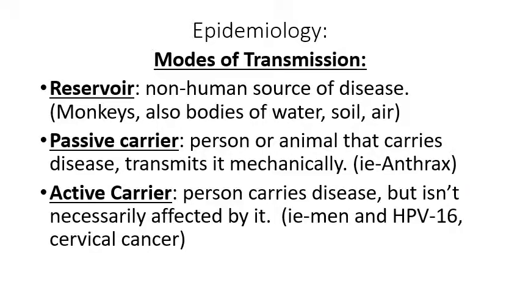Okay, so we talked about modes of transmission, we talked about reservoirs, we talked about passive versus active carriers. A passive carrier would be a mechanical vector, basically. An active carrier would be a biological vector. I mentioned earlier that the term carrier is also used in other contexts sometimes. An example is that men, for instance, can be an active carrier of a virus called HPV-16. HPV-16 causes cervical cancer, and men don't have a cervix. Right? So men do not have a cervix.